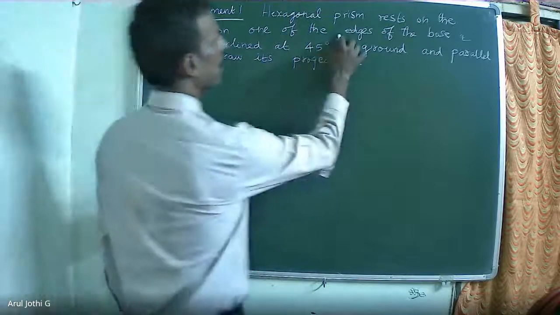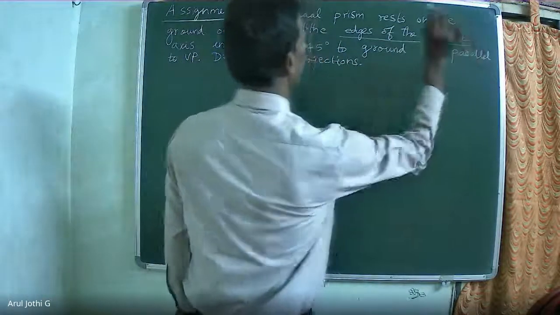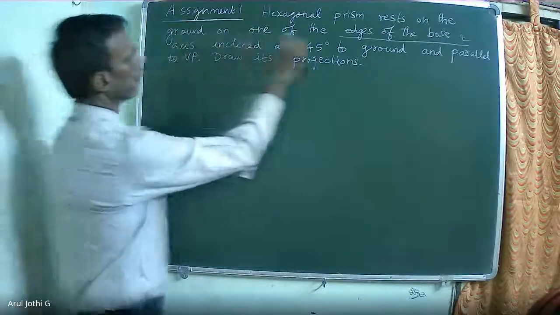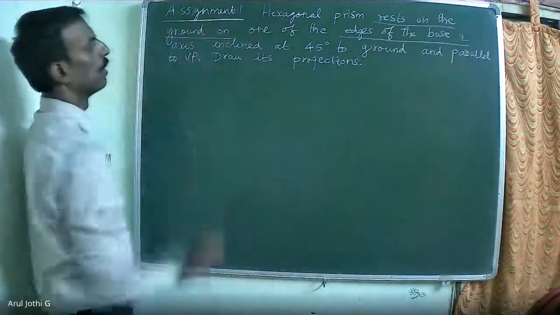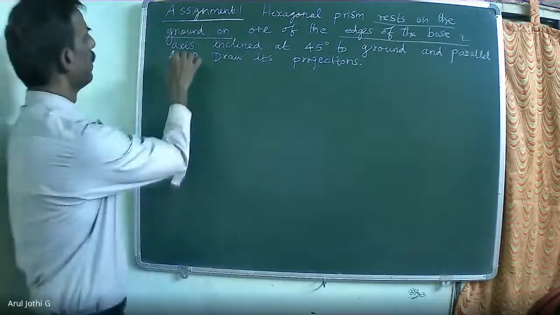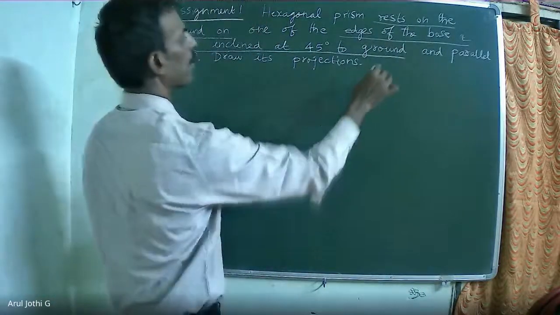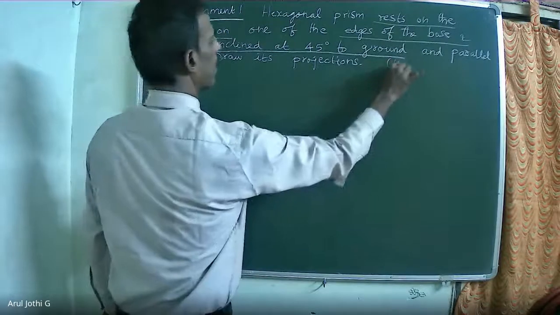of the base. So one of the edges of the base rests on the ground. The axis is inclined at 45 degrees to the ground. The ground means the horizontal plane.